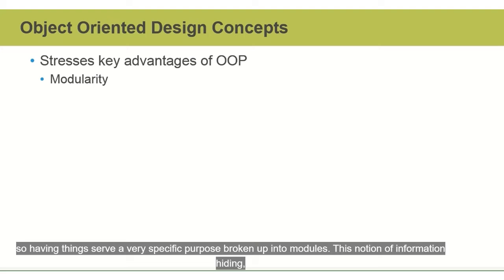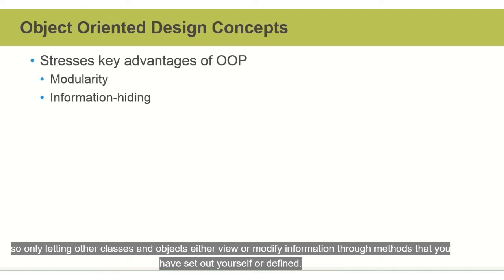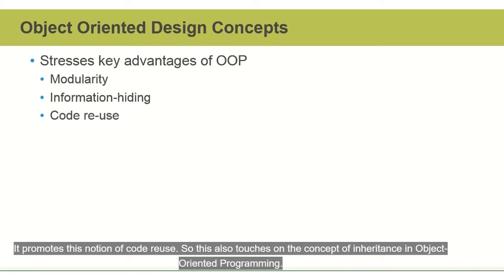having things serve a very specific purpose broken up into modules. This notion of information hiding, so only letting other classes and objects either view or modify information through methods that you have set out yourself or defined. Promotes this notion of code reuse. So this also touches on the concept of inheritance in object-oriented programming. Basically, we don't need to reinvent the wheel.